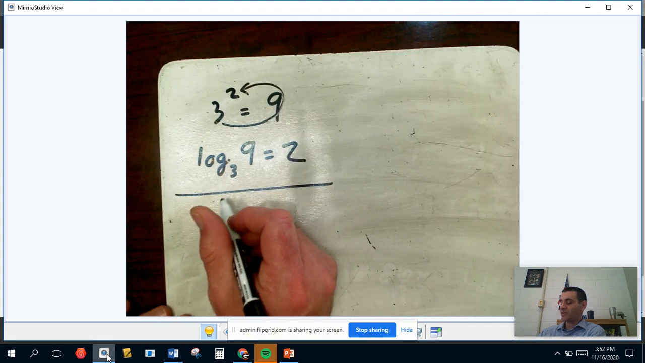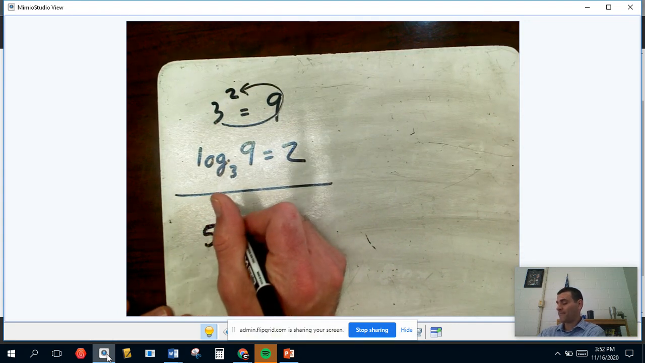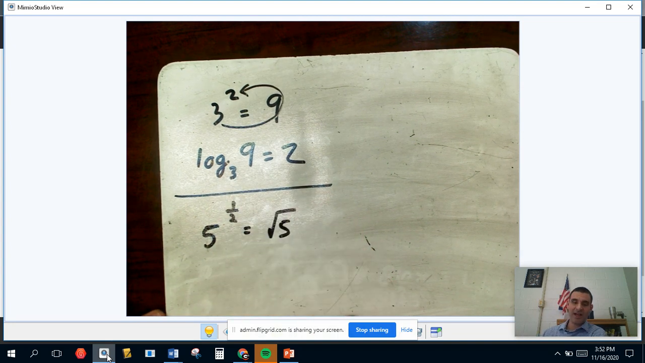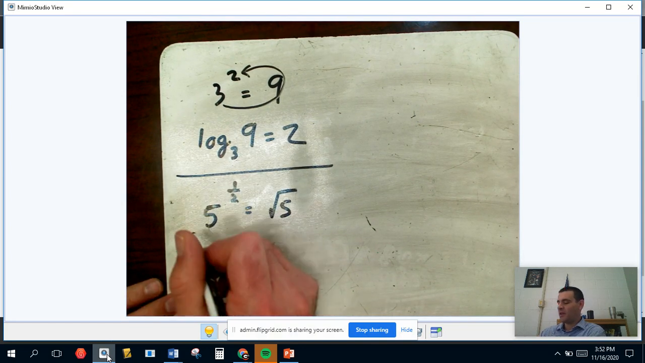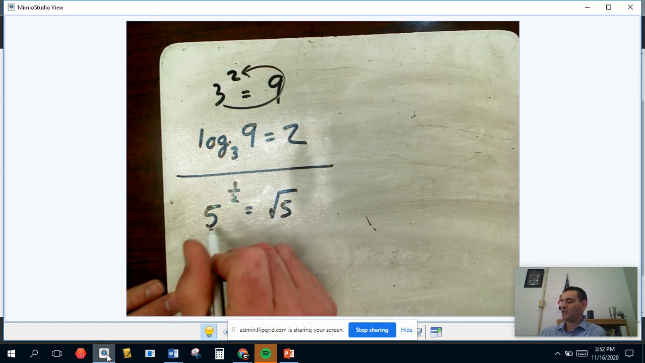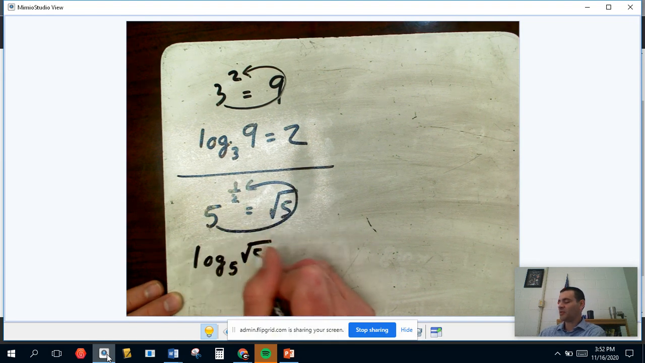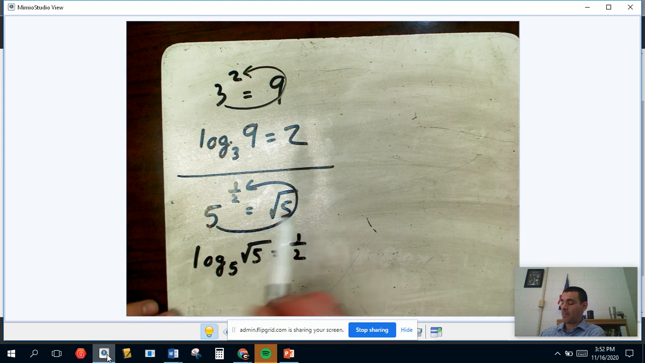As another example, 5 to the 1/2 power is equal to the square root of 5. The exponent rule, you may or may not know there, but it doesn't really matter about that. I want to say log. Again, use this little arrow trick if you want to. A little 5. And then if you follow the arrow, you'll next write square root of 5 is equal to 1/2.